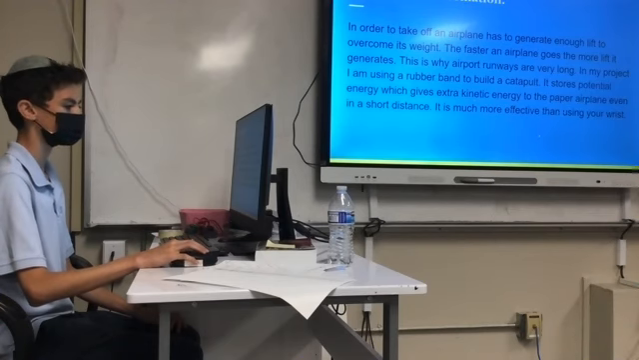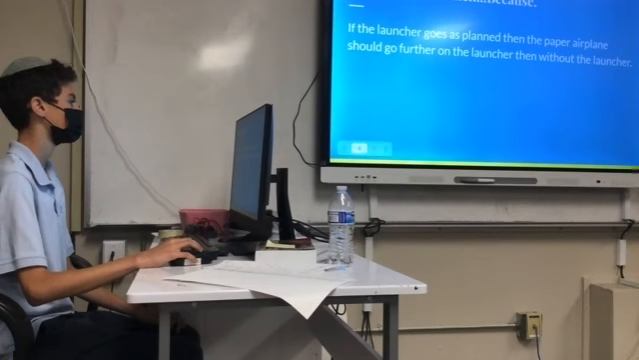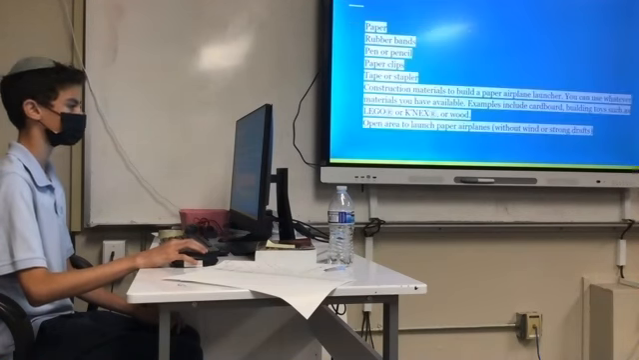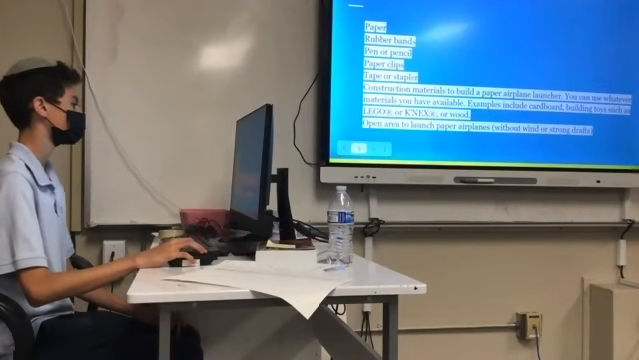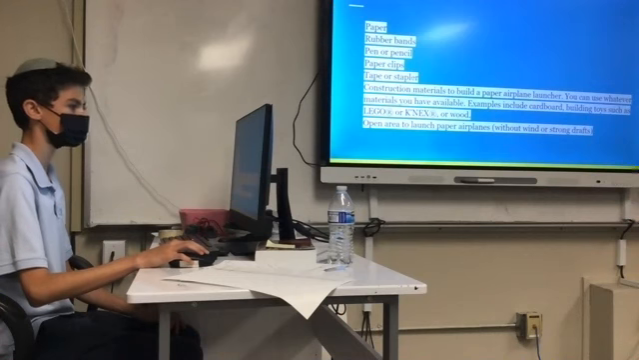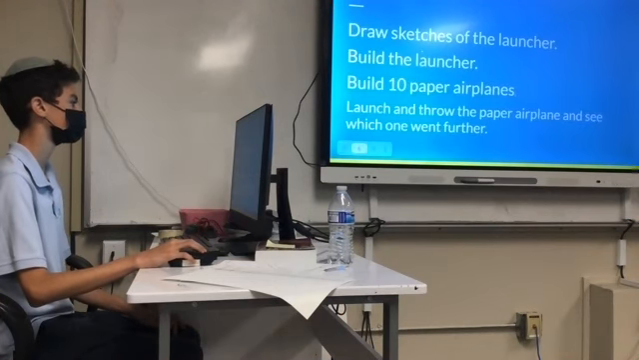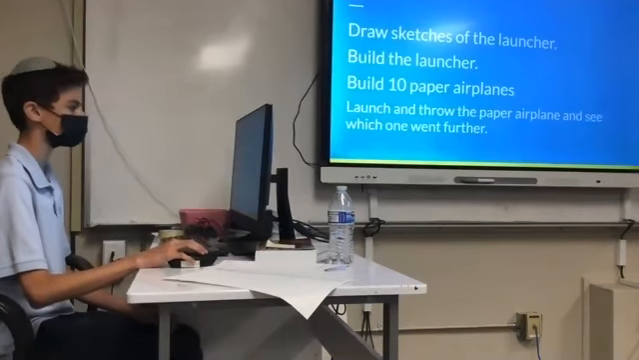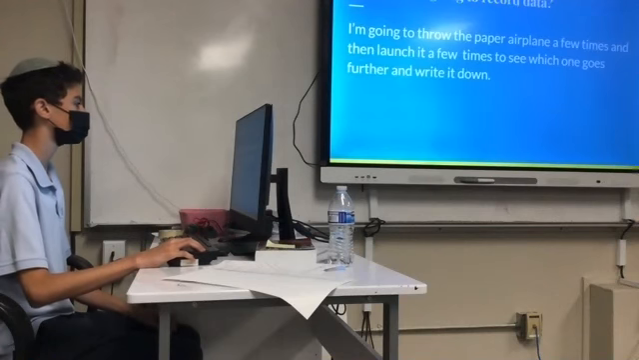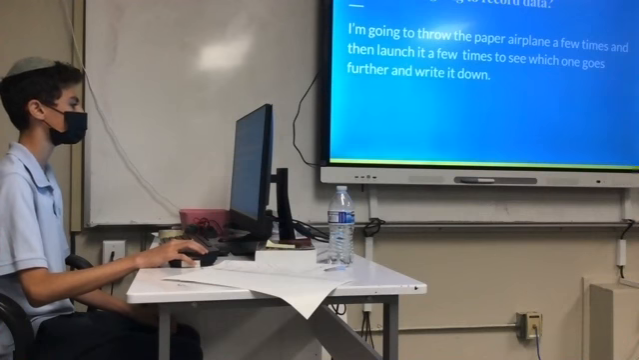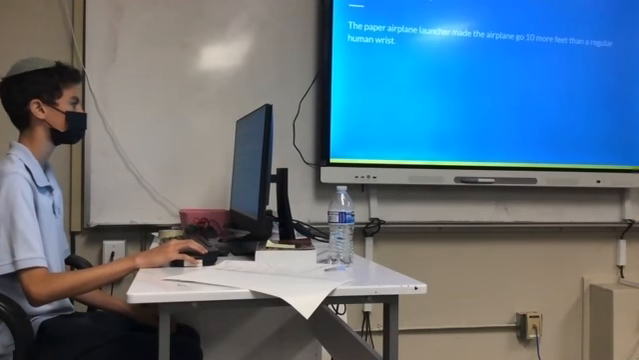It's much more effective than using your wrist. Hypothesis: if the launcher goes as planned, then the paper airplane should go further on the launcher than without the launcher. Here are my materials: paper, rubber bands, pen and pencil, tape, stapler, construction materials, and an open area. Procedure: draw sketches of the launcher, build the launcher, build a few paper airplanes, and launch and throw the paper airplane and see which one went further. I'm going to report the data. I'm going to throw the paper airplane a few times, then launch it a few times to see which one goes further, and then write it down.